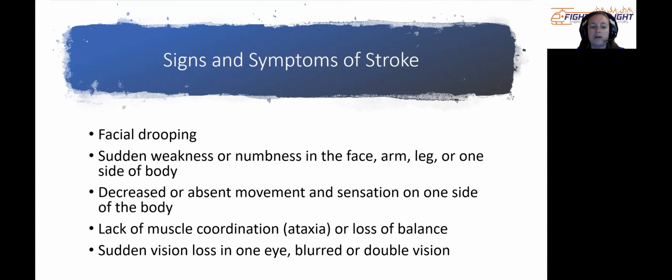Facial droop, sudden weakness or numbness in the face, arm, leg, or even one whole side of the body, but especially one side of the body is a big clue. Decrease or absent movement or sensation, again, on one side of the body. Lack of muscle coordination, maybe they're just losing their balance. Vision loss, blurred vision, double vision, any kind of problems with vision. That's a problem in the brain, could be a sign of stroke.